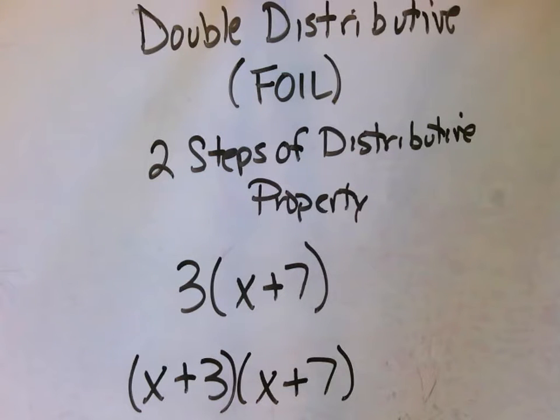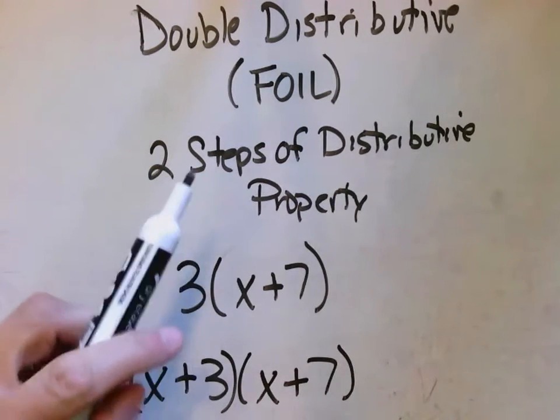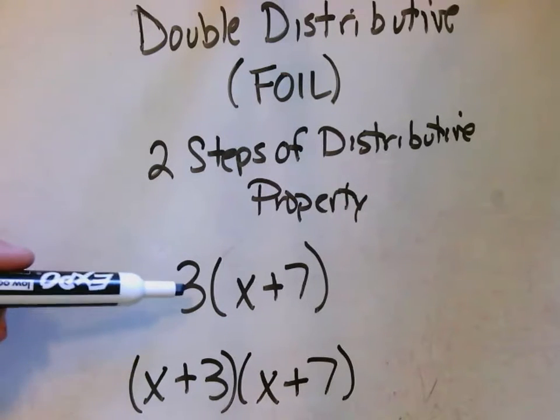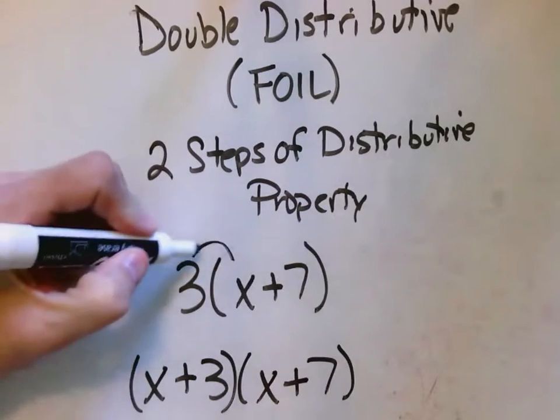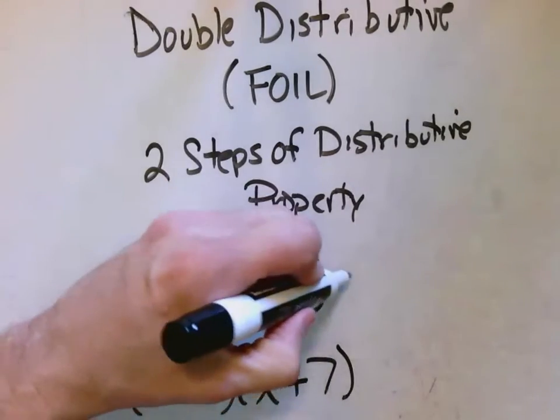Hey everybody, so today we're going to talk about double distributive, and I'll explain the word FOIL and everything in just a second. But really the double distributive works off what we did last week. Last week, if you remember, we worked on the distributive property, which said that we take the number on the outside of the parentheses and we multiply it times everything on the inside. And that's how we simplify those.